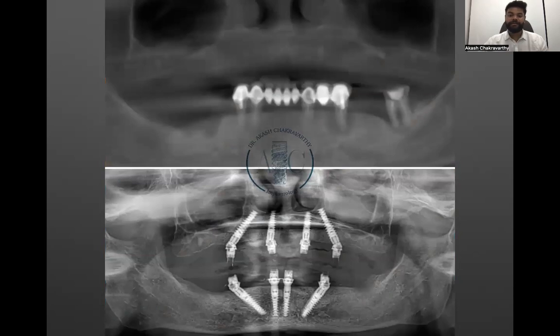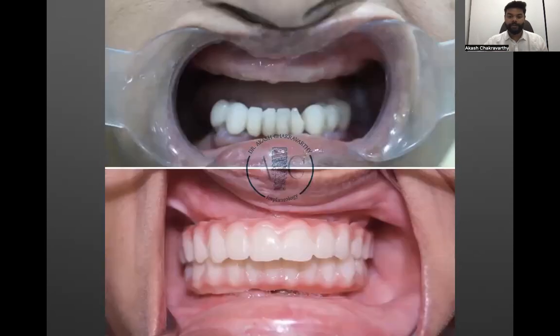Another case: you can see the density of the bone is very, very less, and there is extreme periodontal infection to the remaining teeth. So we removed all the teeth, and then we placed our implants, all-on-4 implants. And we had given her a long-term temporary prosthesis. So this was how the patient had come, and this is how she was looking after her prosthesis.